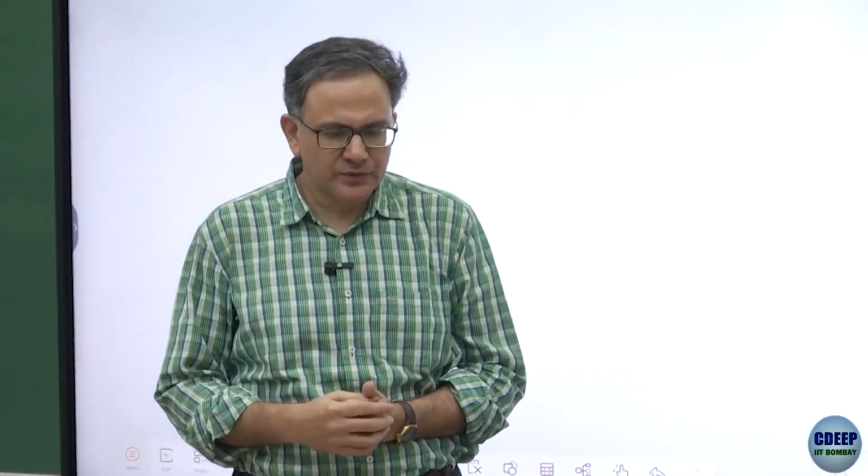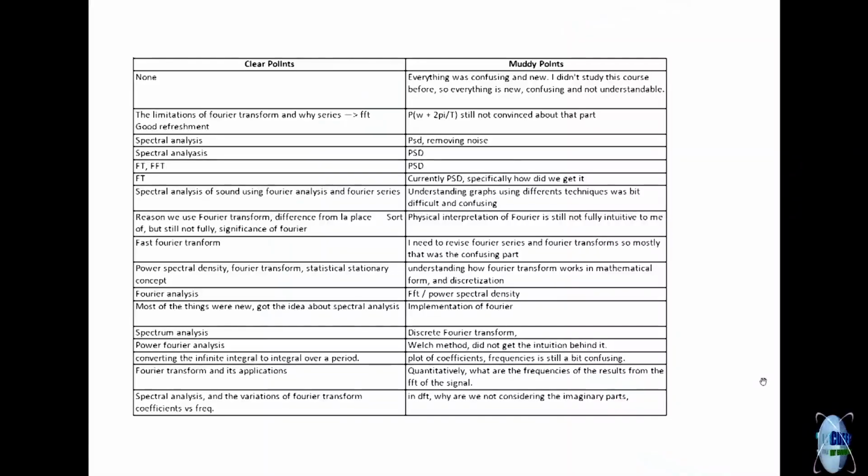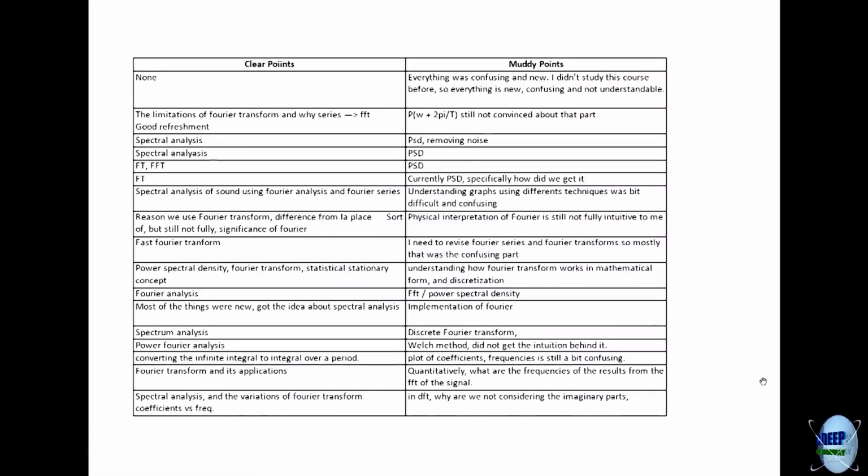Overall, and also possibly you reflecting on what went okay, what didn't, and maybe to motivate you to go back and look at what didn't go well. So the muddy points are mainly on PSD. That is the concept that we covered last, and I admit that I rushed through it. So we'll talk a bit about that.